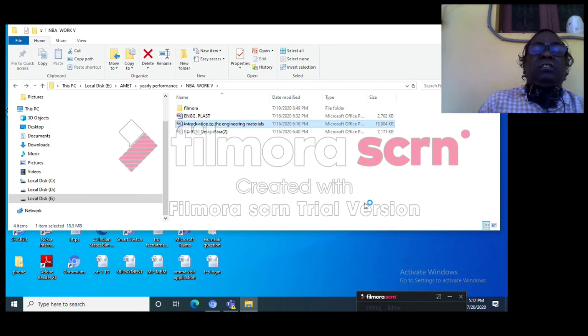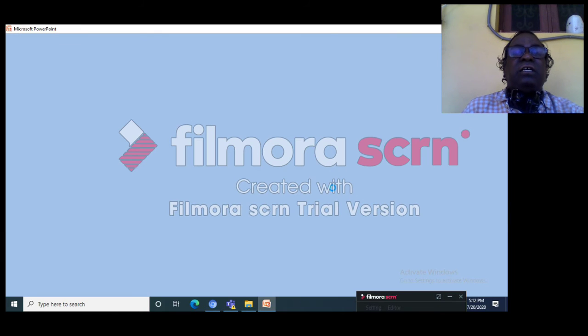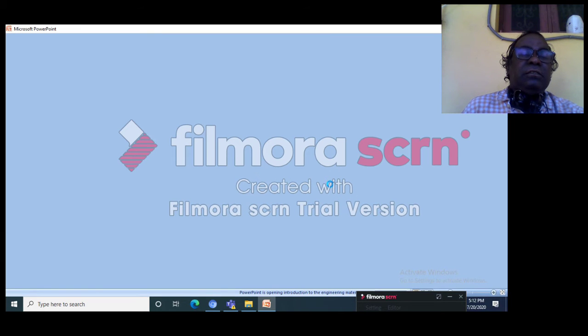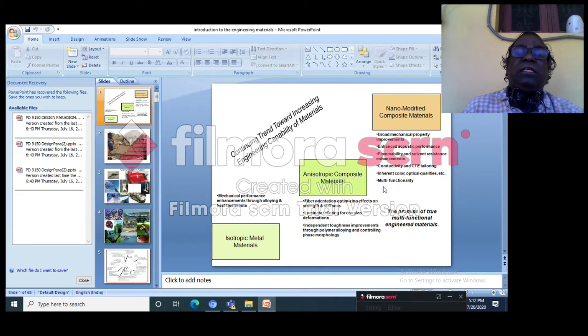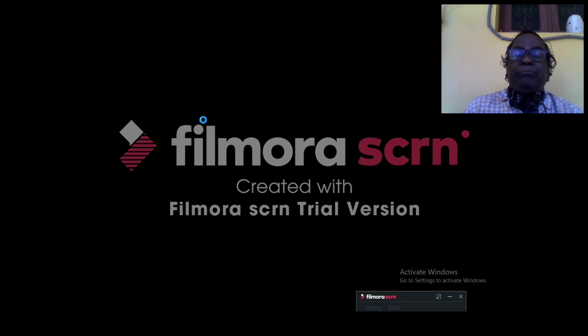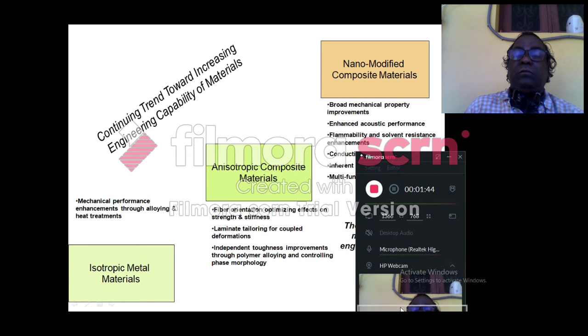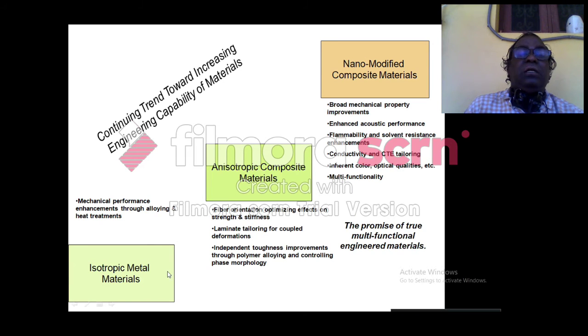So, introduction to engineering materials. The composite is one of the engineering materials that is used in various fields. There are three types of composite: nano modified composites, anisotropic composites, and isotropic metal materials. This includes composite materials, metals, and nano composites.